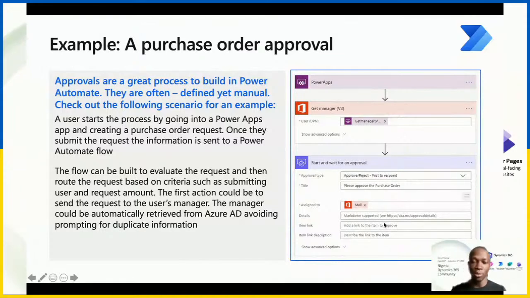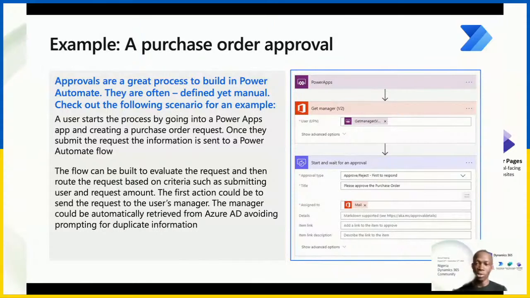So you don't really have an approval for that. So yeah, they said the flow can be built to evaluate the request and then route the request based on criteria such as submitting user and request amount. So the first action could be to send the request to the user's manager. The manager could be automatically received from Azure AD. So you can easily get who the manager of a particular user is by providing the user ID.